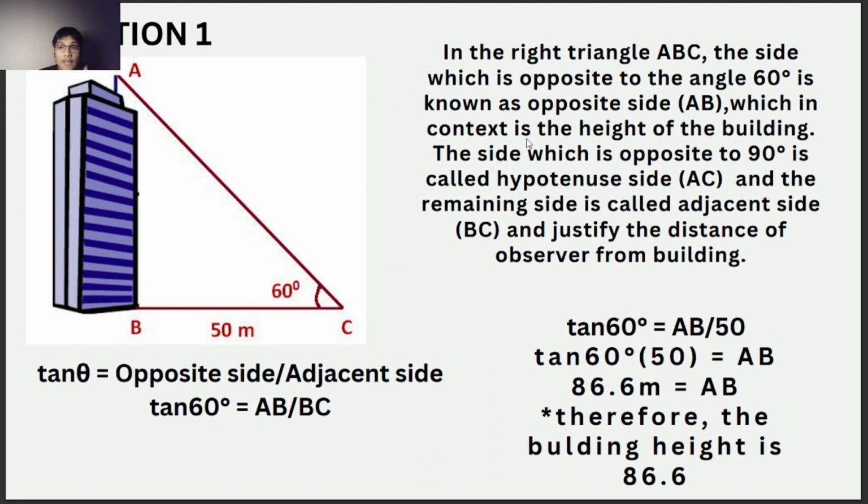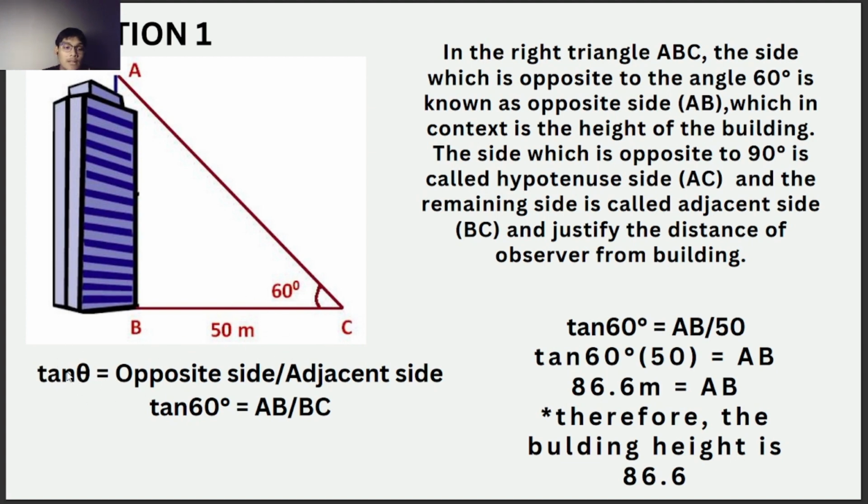In question 1, it wants to calculate the length between A and B. To calculate the length of AB, we use the tangent. If you look here, there's this 60 degrees, which is theta, and the length BC, which is 50 meters.